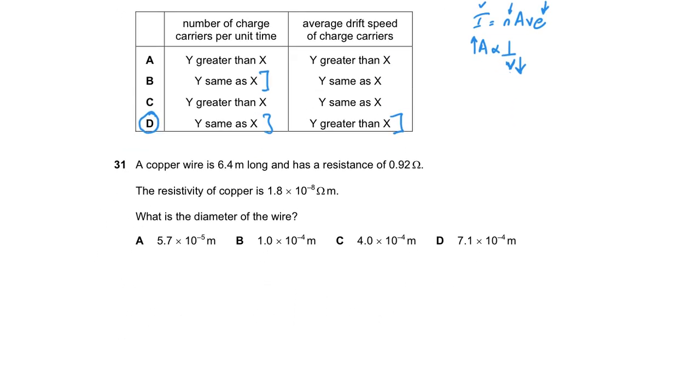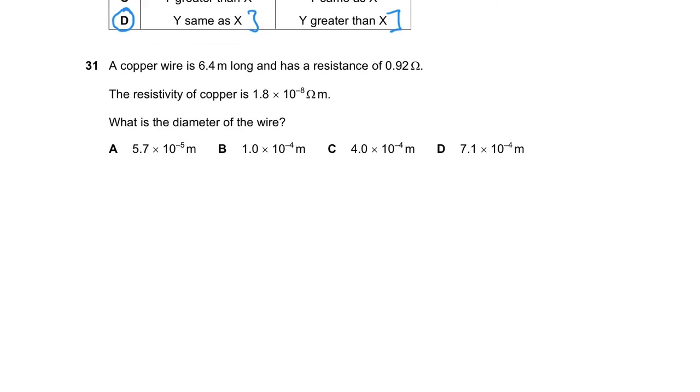A copper wire is 6.4 meters long and has a resistance of 0.92 ohms. The resistivity of copper is 1.8 into 10 to the power minus 8 ohm meter. What is the diameter of the wire? So they've given you the resistance, they've given you the length, they've given you the resistivity, they're asking you for the diameter. The formula is R, the resistance, is equal to rho L upon A. I can say area is equal to pi d squared upon 4. Or you can use pi r squared, find out the radius, double that radius and get the diameter.